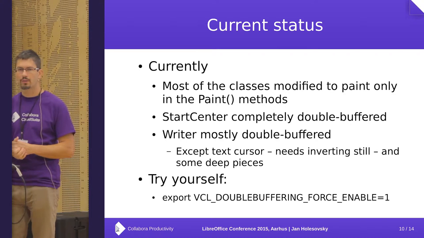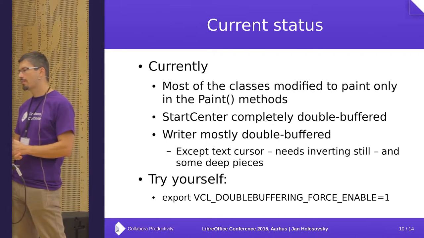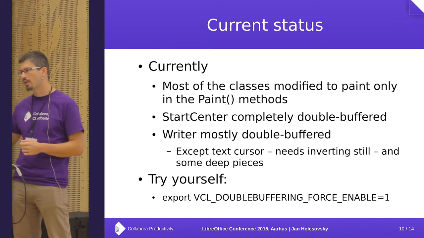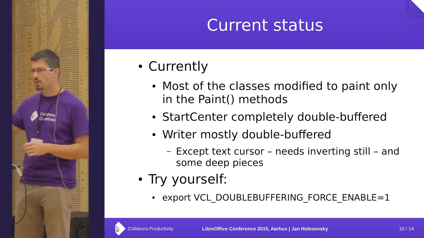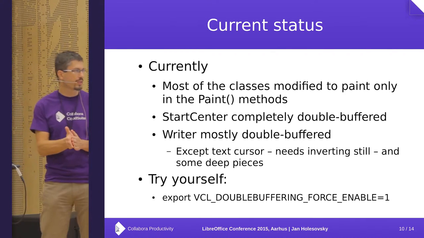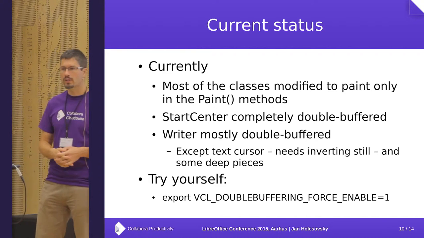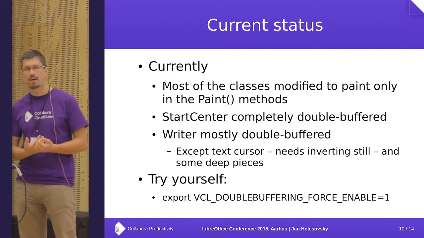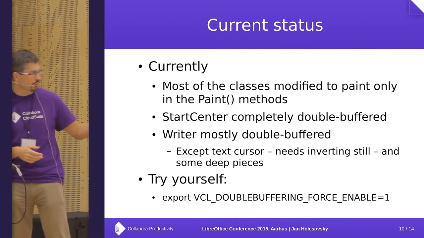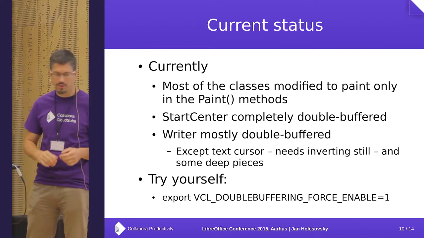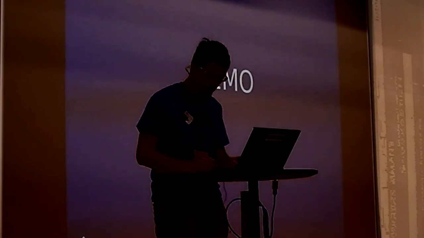Most probably we would like to change to the way that, for example, Mozilla is doing, that it doesn't invert the content that is behind, but instead just draws a rectangle over that, like, you know, very thin but still a rectangle. And you can try it yourself. This work is in master and mostly in 5.0 as well. So if you export this VCL double buffering force enable, then you can see. And I will also try to show it to you.